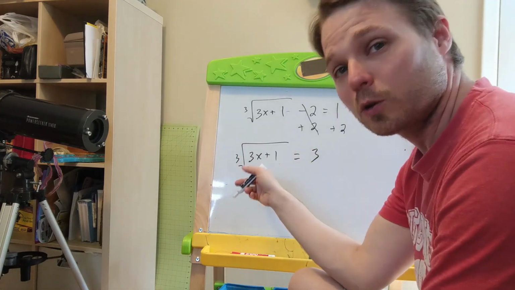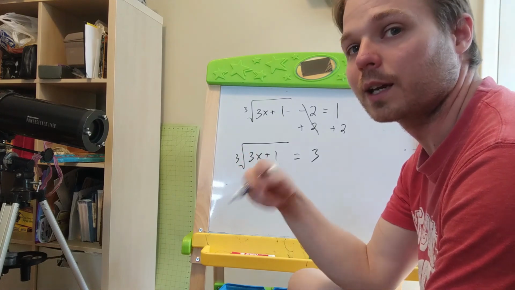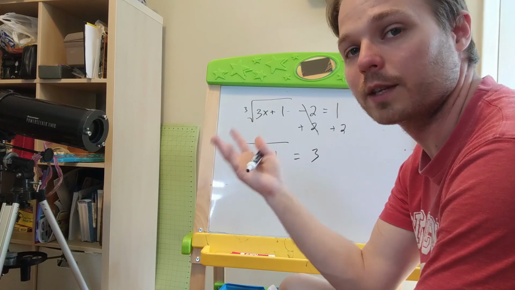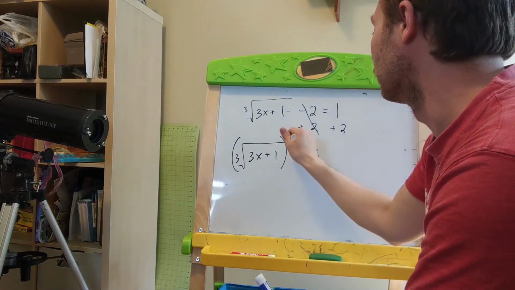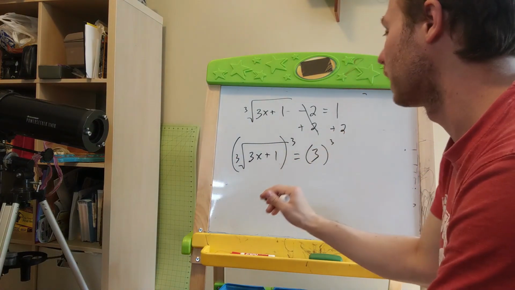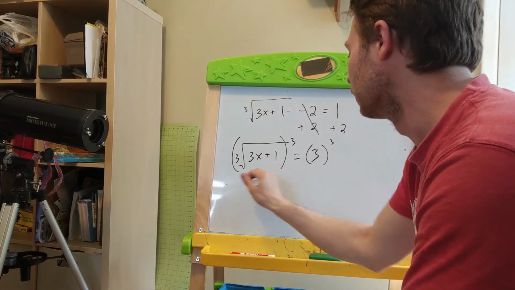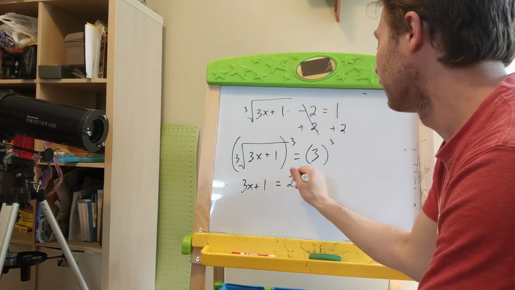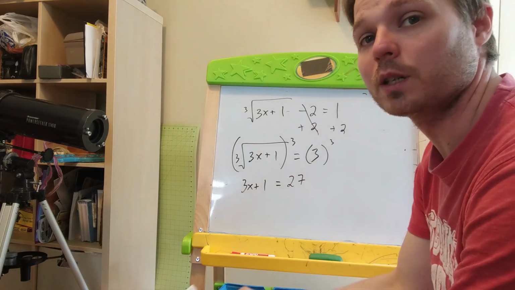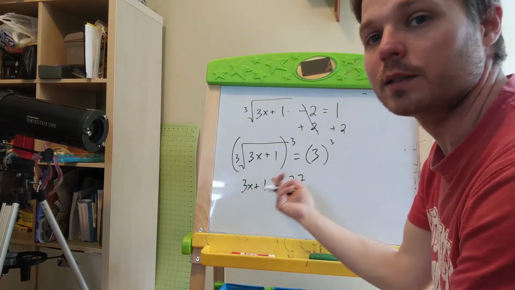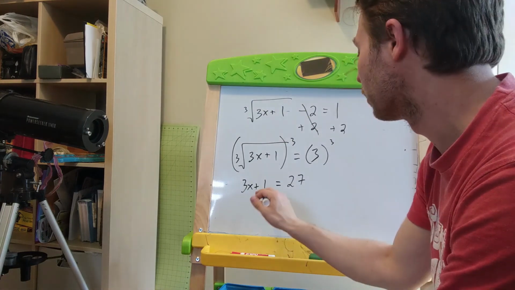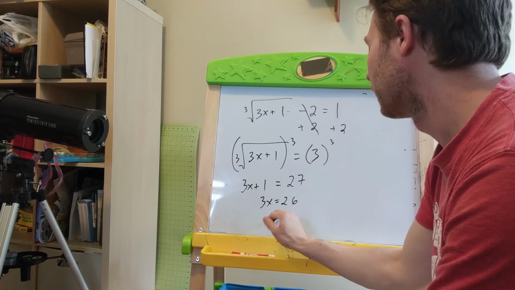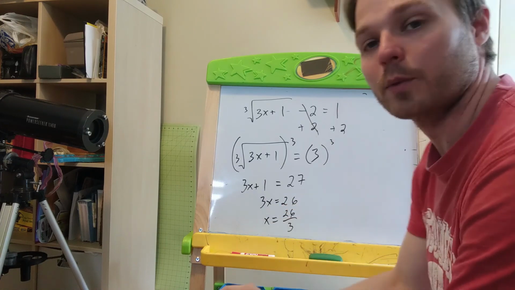Now to undo the cubed root, we don't square, we take it to the third power. Cubing and taking the cube root are the inverses of each other. So we'll cube this side, cube this side. The cube and the cube root knock each other out. 3 cubed is 27. Okay, 3 times 3 is 9, times 3 again is 27. Now again, same process. I've got a 2-step equation. Subtract 1 from both sides, divide by 3. So I'll get 26 over 3.